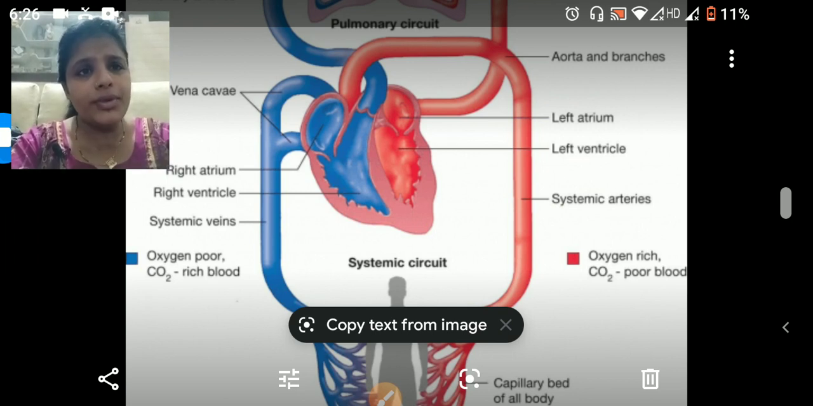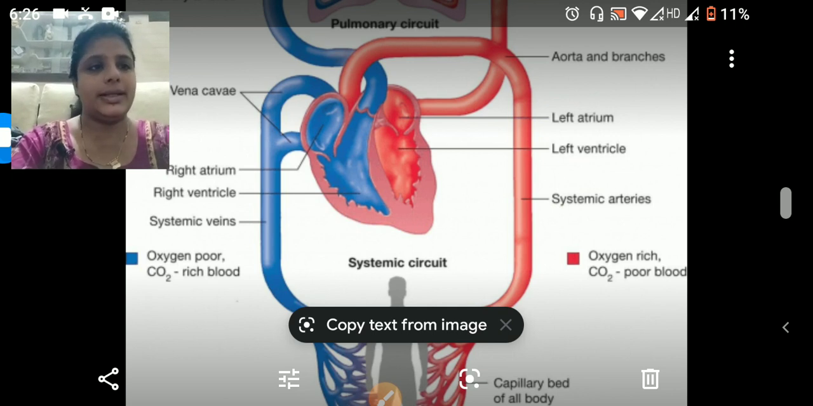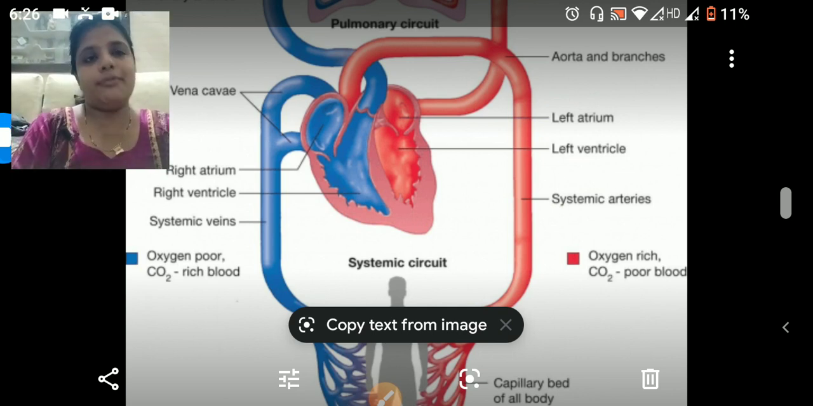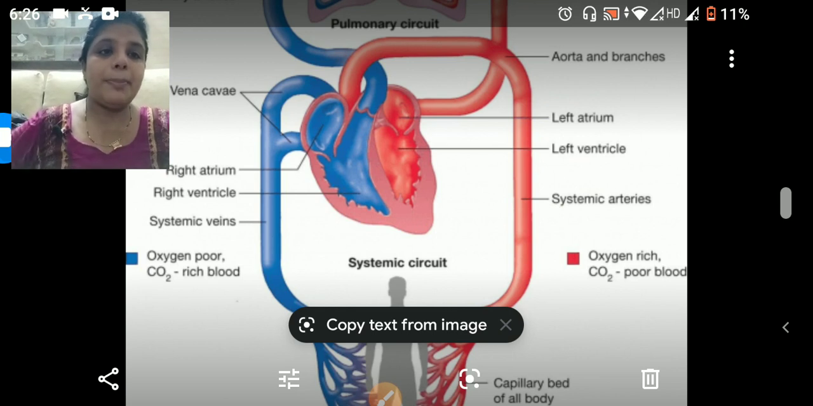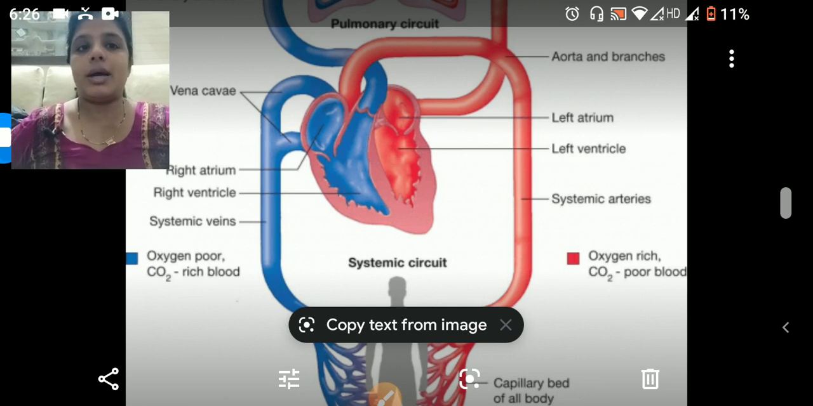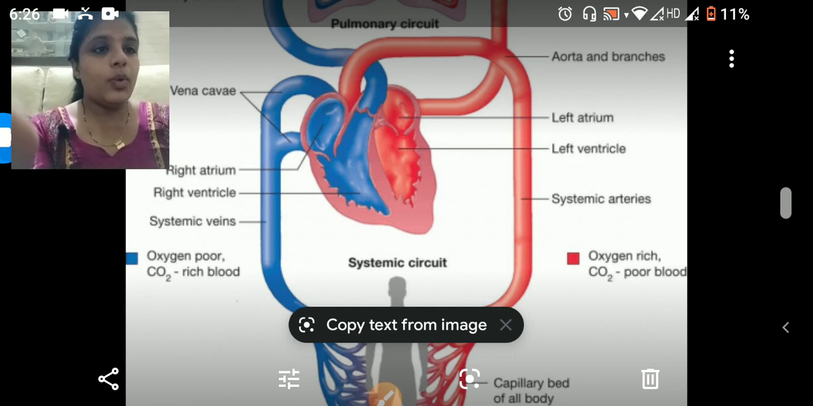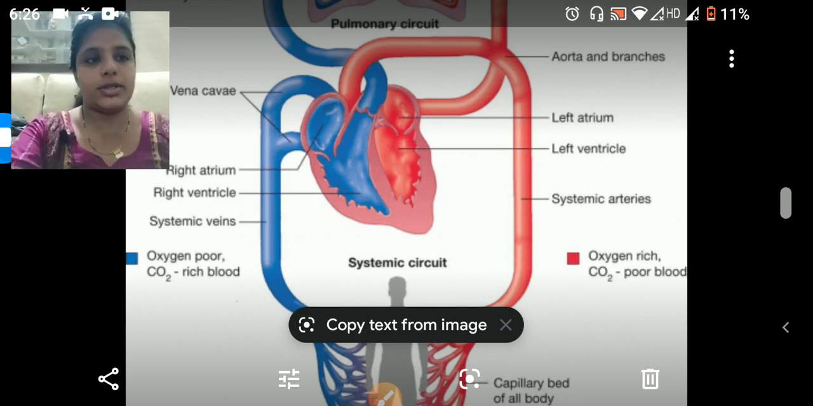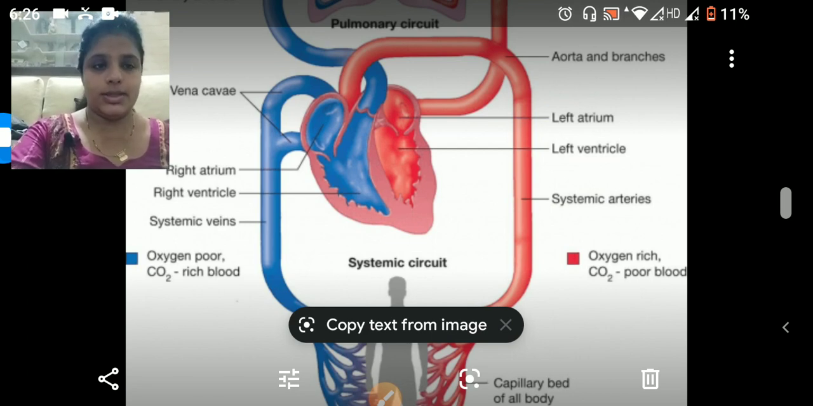Now, a few of the veins are blue in color and a few are red in color. Basically we do not have blue colored blood, but it is purplish in color. Just for reference and convenience, we are showing it with blue color, and blue color shows oxygen poor or carbon dioxide rich blood, that is deoxygenated blood, while red color shows oxygen rich blood or carbon dioxide poor blood, or oxygenated blood.